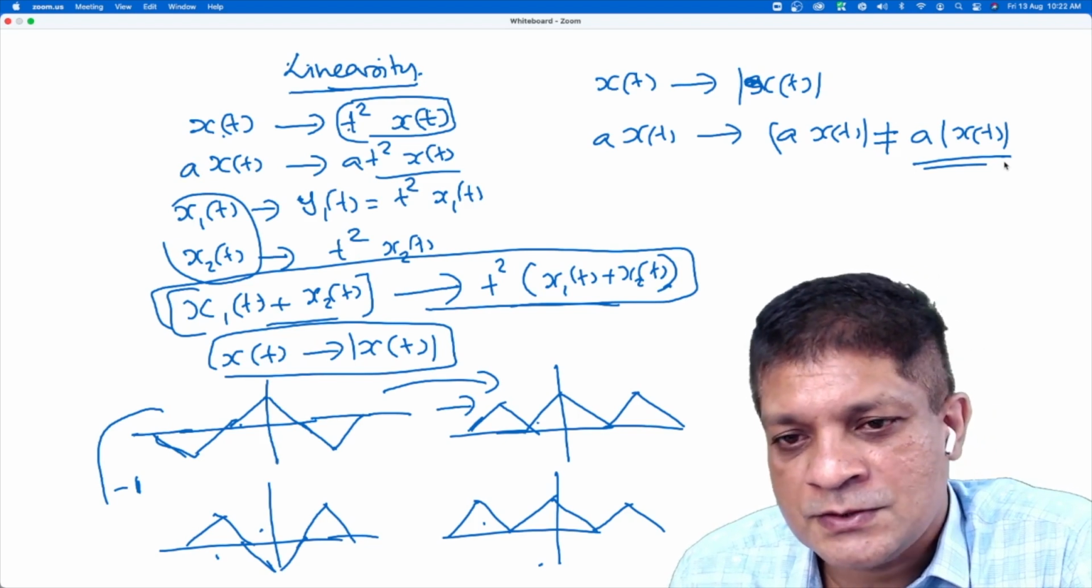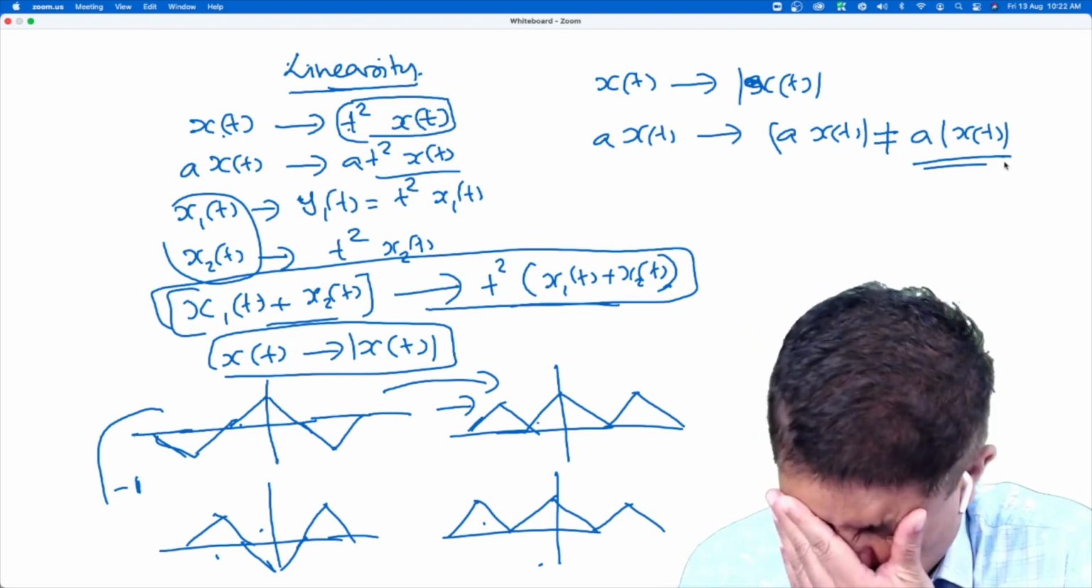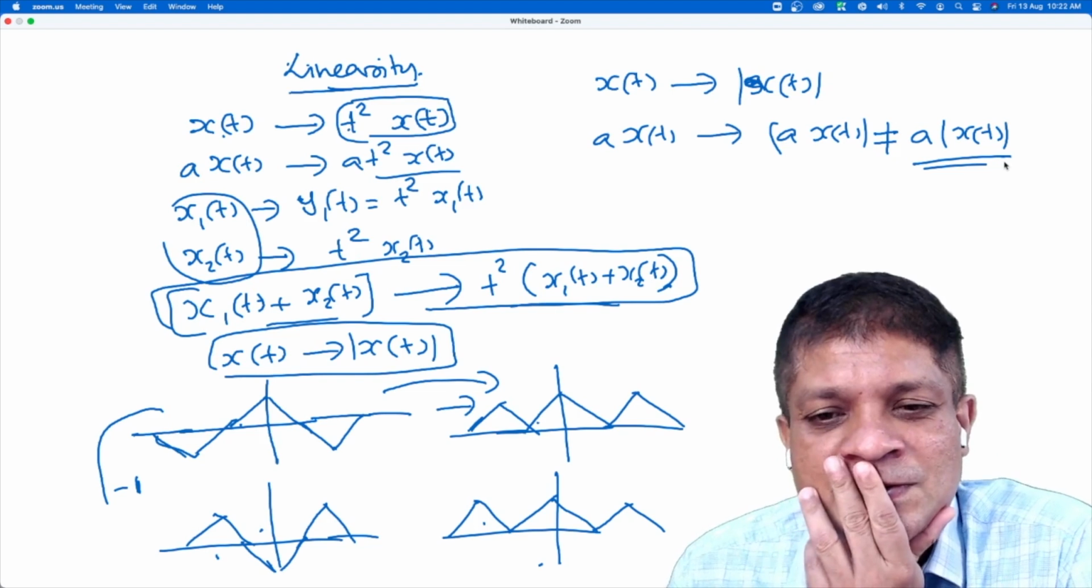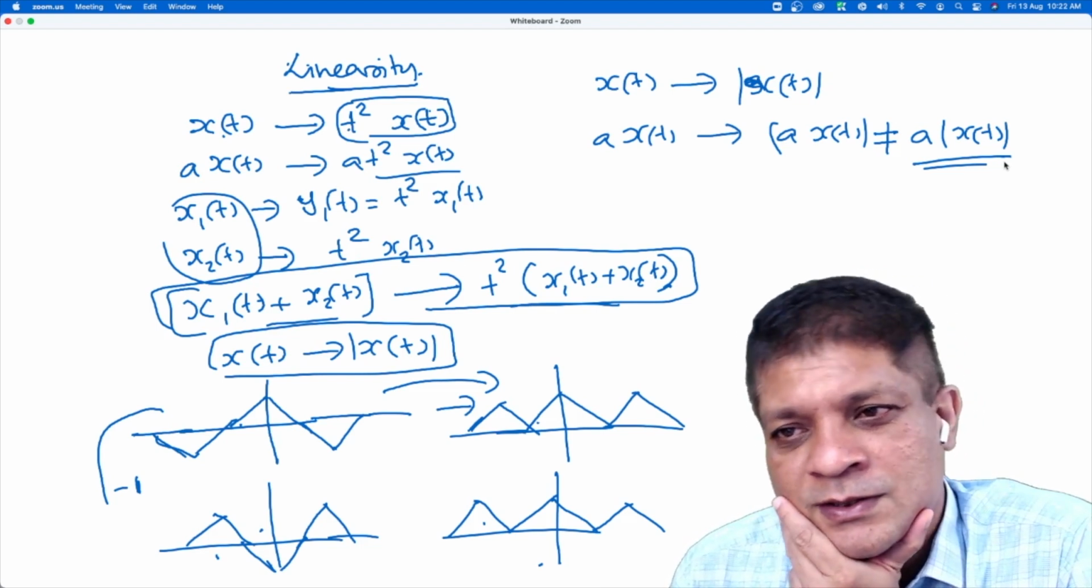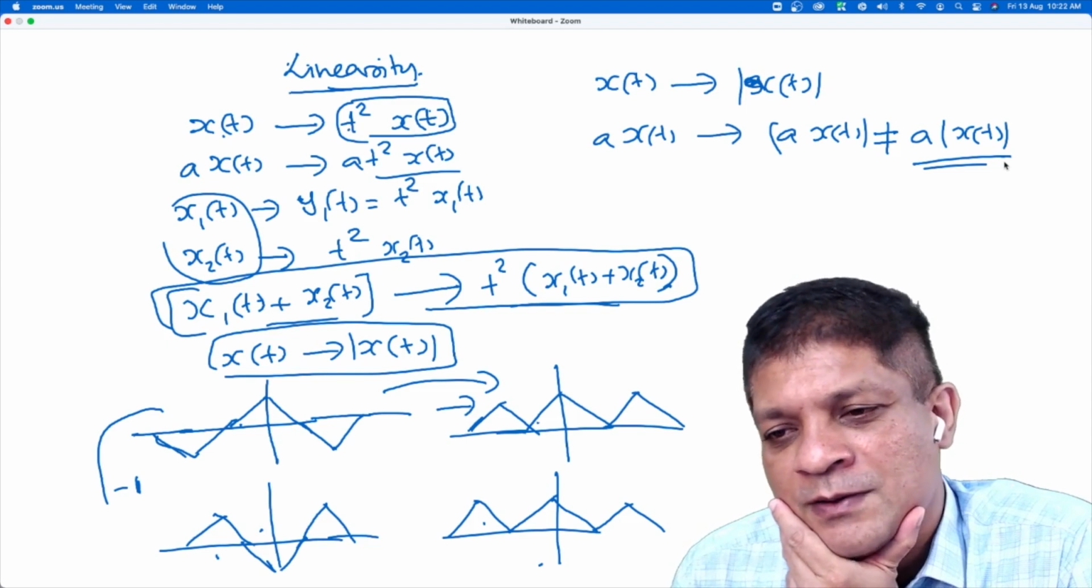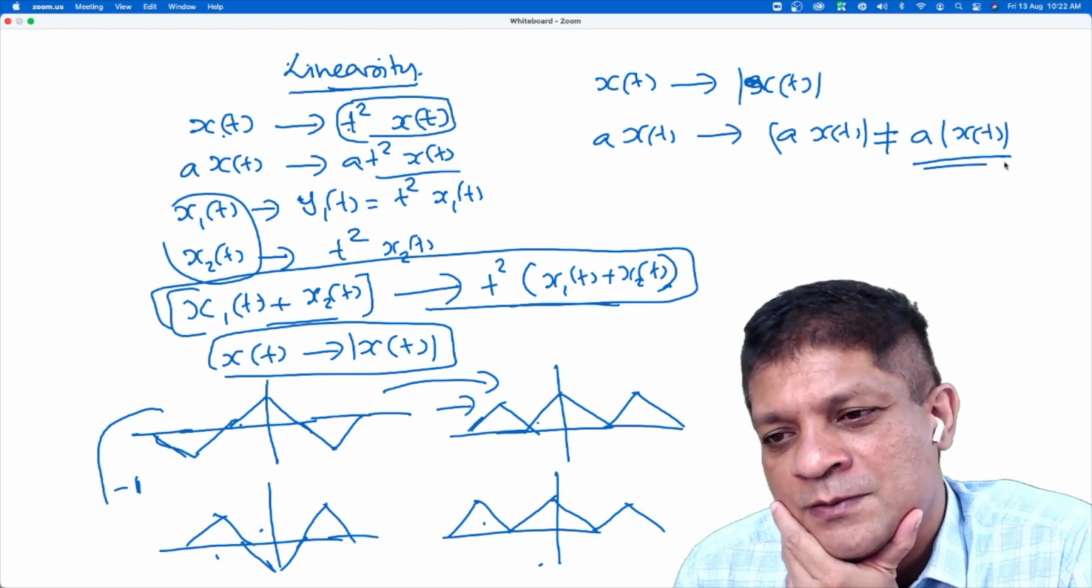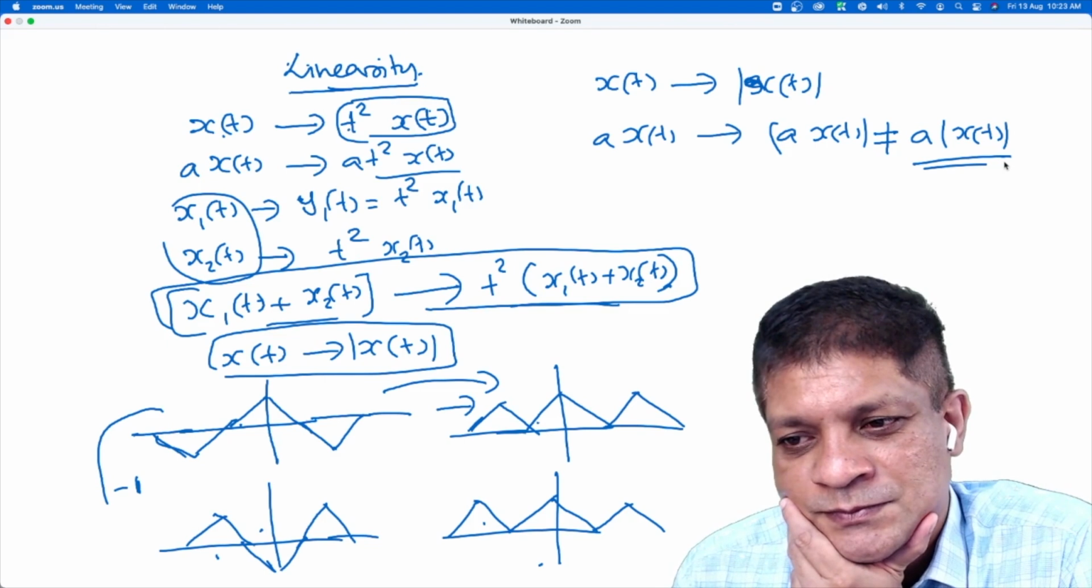Is it an additive system? What if a is a complex number? What is the meaning of mod there? Mod, in this case, let's say, is the magnitude of the complex number. Okay. So is it an additive system?